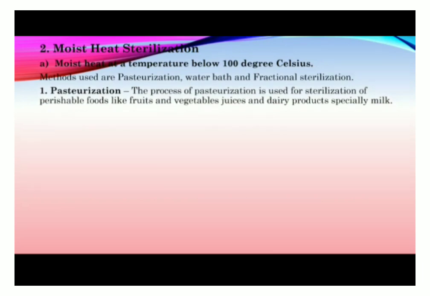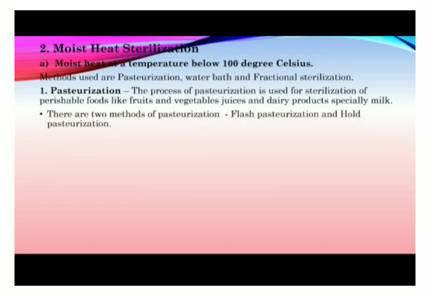First one is pasteurization. The process of pasteurization is used for sterilization of perishable foods like fruit and vegetable juices and dairy products, especially milk. Now there are some substances which can get easily destroyed at high temperature, so pasteurization is used for those substances. And here one thing is key: in pasteurization, a heat shock is given to the microorganisms, so they get easily killed. Now there are two methods of pasteurization: flash pasteurization and hold pasteurization.